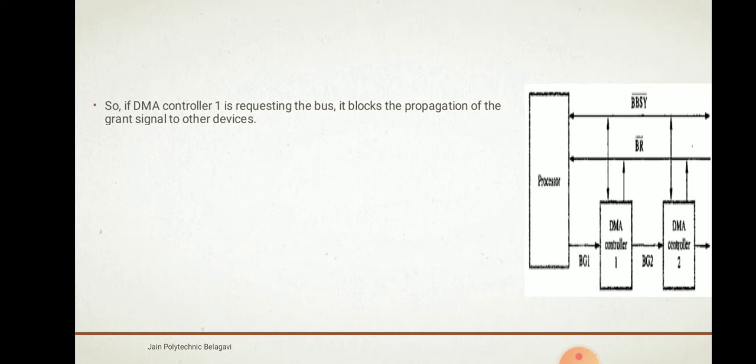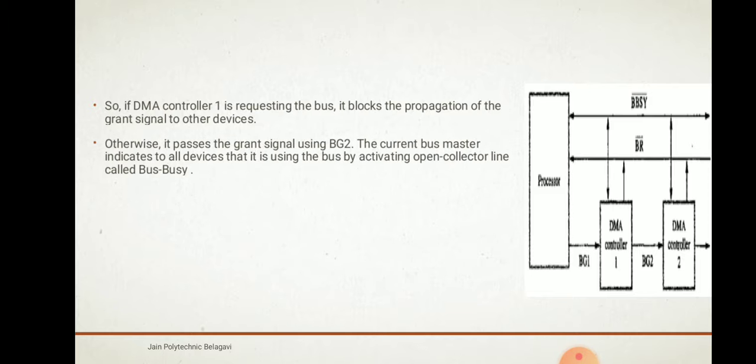So it is called centralization, that is, only one device can act as a bus master. DMA controller 1 currently has control over the bus because its request is set to 1. Otherwise it passes the grant signal using BG2. So if it does not want the bus, it can pass the grant signal on to BG2. If a DMA controller gets the bus mastership, it will block the propagation of the grant signal to other devices.